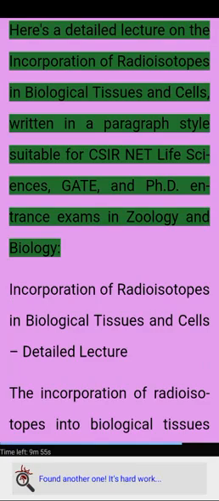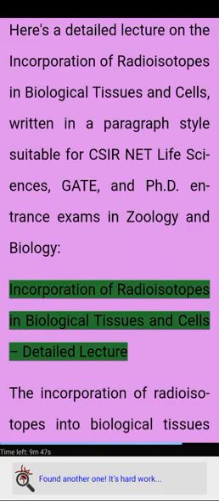Here's a detailed lecture on the incorporation of radioisotopes in biological tissues and cells, written in a paragraph style suitable for CSIR NET Life Sciences, GATE, and PhD entrance exams in zoology and biology. Incorporation of radioisotopes in biological tissues and cells, detailed lecture.